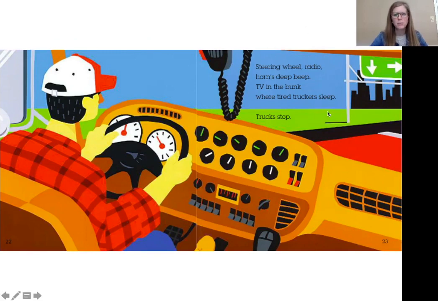Where does he sleep? The text says, in the bunk. TV in the bunk where the tired truckers sleep. So that means they sleep in the bunk. A bunk would be behind the truck driver's seat here or sometimes on top of his seat. It's called the bunk. It's where he sleeps. What might be in a bunk? Yeah, that's right. The story said a TV might be in the bunk, so he could watch TV. When he gets sleepy, he stops to sleep and maybe watch TV. Maybe a bed would be in the bunk, right? Or his suitcase where he keeps some extra clothes for his long trips.